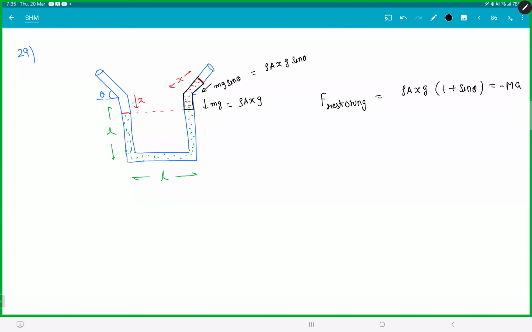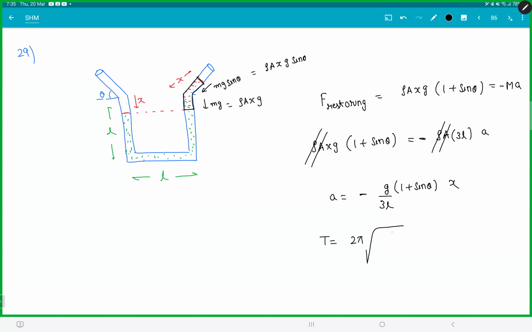Which mass? Now this liquid is pushing this entire liquid here, so you should take the total mass. So rho a x g (1 plus sine theta) is equal to mass, which is rho area, the total length 3L, into acceleration. Rho area will cancel. We have acceleration equal to minus g by 3L (1 plus sine theta) into x. As usual, SHM will come and say that is omega square. So time period will be 2 pi root over 3L by g into (1 plus sine theta). If I put theta equal to 90, that becomes my standard question.